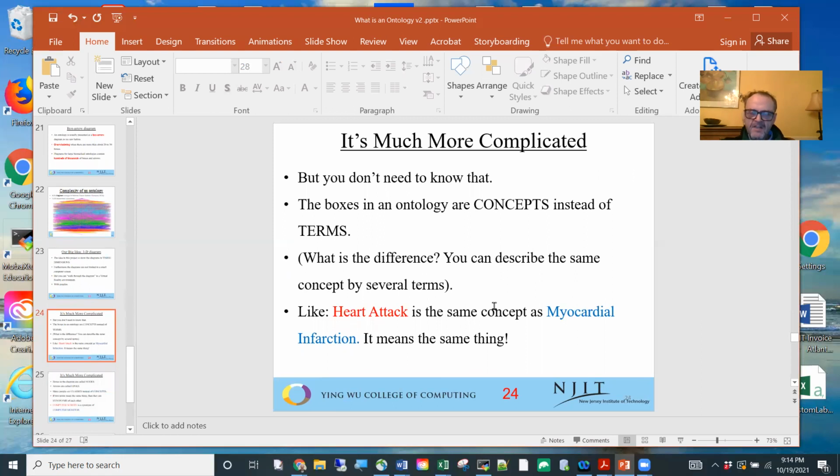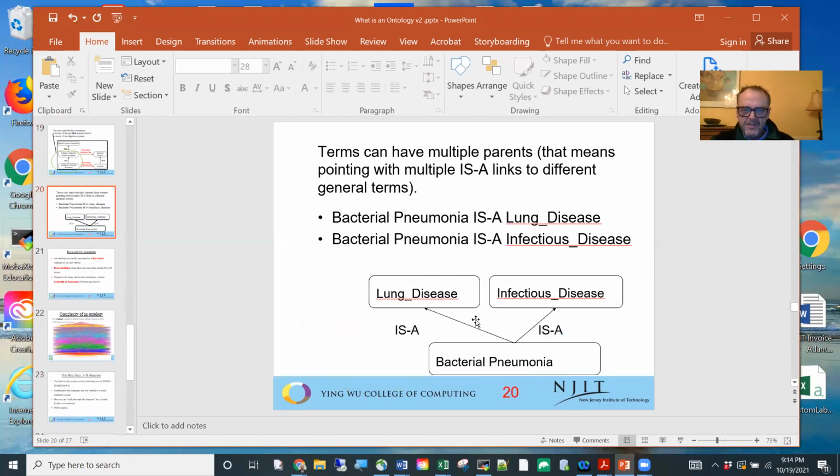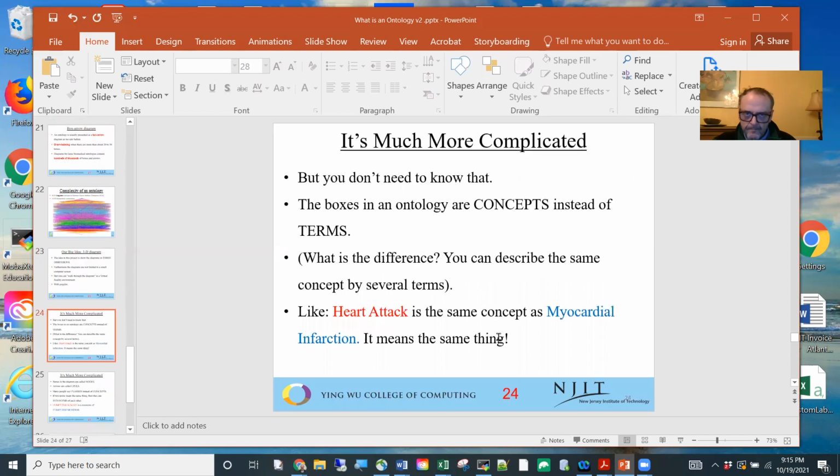Okay, now, as I said, this was all a very simplified explanation. In fact, it's much more complicated. You don't really need to know that, but I want to mention it at least briefly. So first of all, I kept saying that every one of these boxes represents a term, and it's a term because very often it consists of more than one word. But the fact is that ontologies really are built of concepts. So you might wonder, what's the difference between a concept and a term? And the answer is you can describe the same concept by several terms.